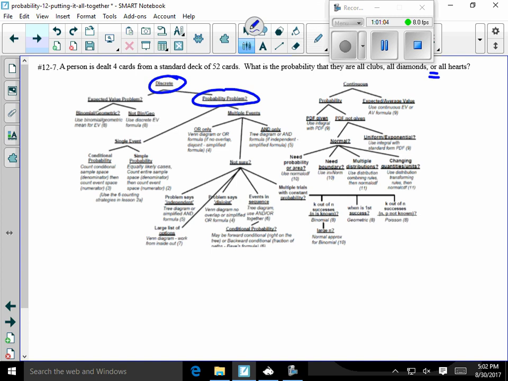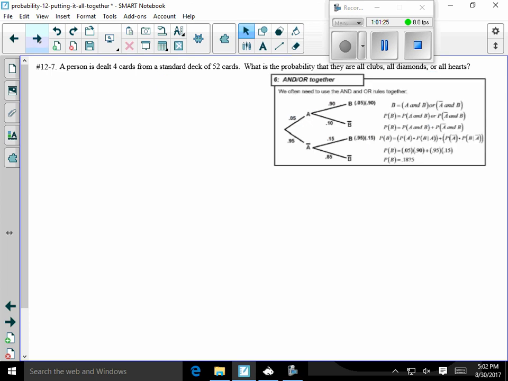So that means we're talking about multiple events, specifically or, and the things that work for or are Venn diagrams or the or formula, where if there's no overlap, we can use the simplified disjoint formula. So I think we're either going to do a Venn diagram or formula, and maybe this one might be best if we just went with the or formula, right? Basically the rules are that we multiply if we have and, we add for or. That's kind of what this is stating here. So let's actually solve the problem that way.